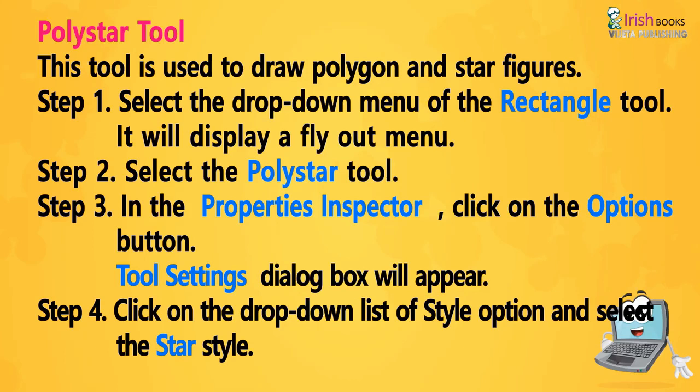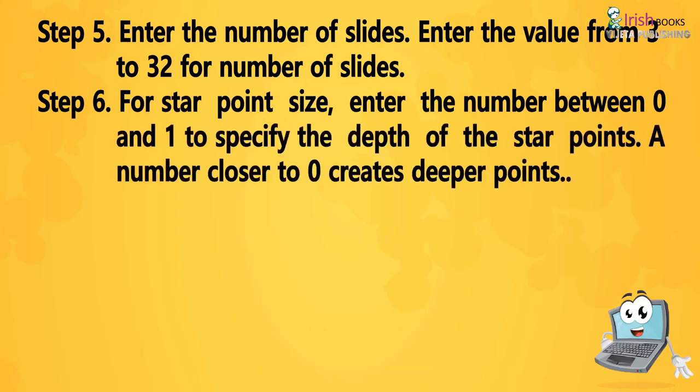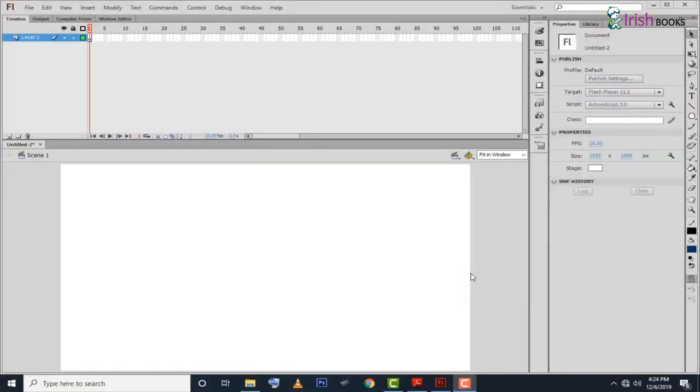Tool Settings dialog box will appear. Step 4. Click on the drop-down list of Style option and select the star style. Step 5. Enter the number of sides. Enter the value from 3 to 32 for number of sides. Step 6. For star point size, enter the number between 0 and 1 to specify the depth of the star points.